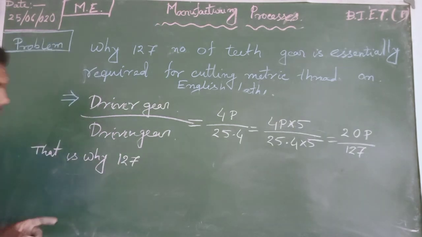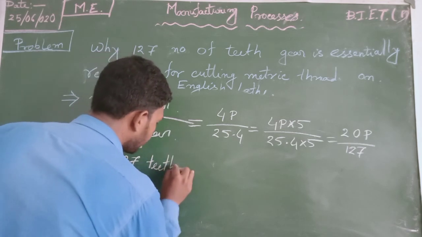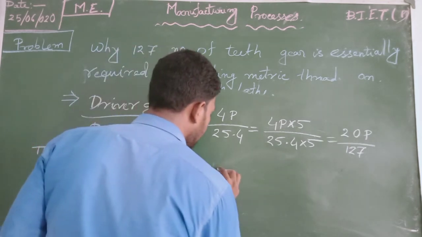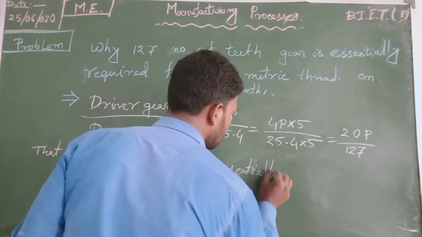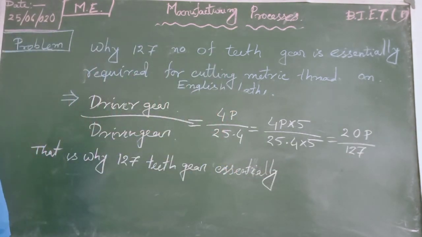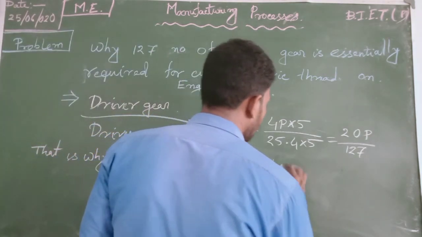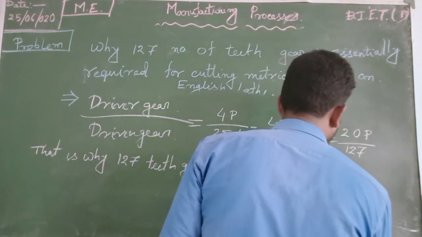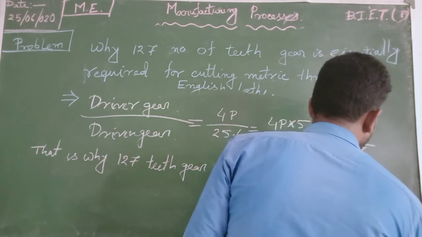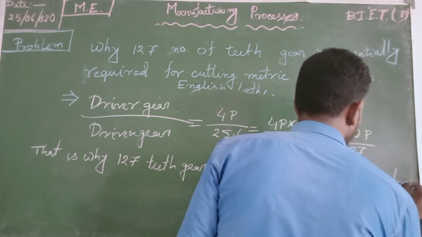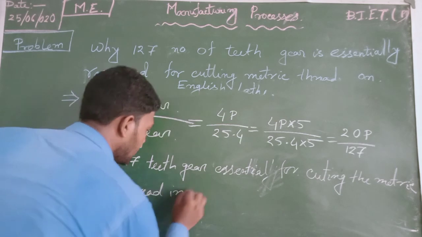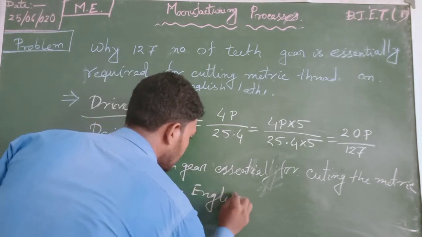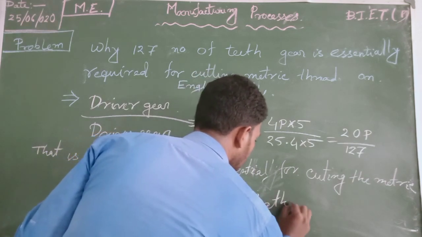That is why the 127 teeth gear is essential for cutting the metric thread in an English lathe.